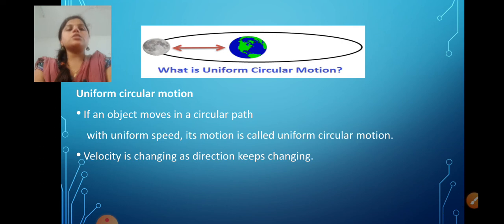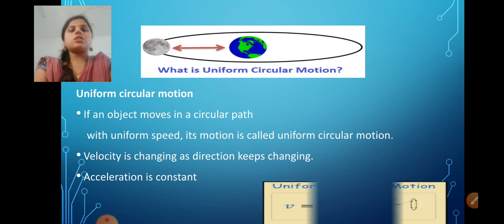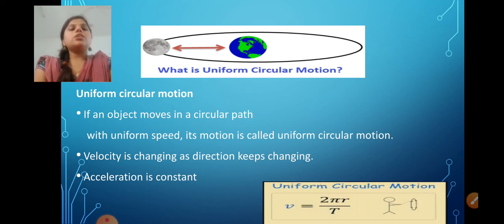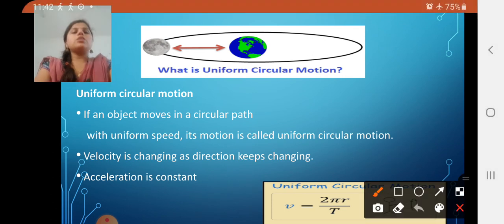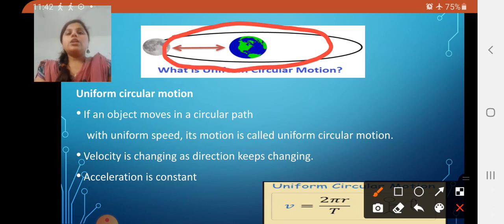So when is the velocity changing? When the direction is changing, and the acceleration remains constant. So that's why uniform circular motion is represented as v is equal to 2 pi r by t. Dear students, why is it 2 pi r? Because it is in the form of a circle. So what is the circumference of the circle? It is 2 pi r. So it is in terms of velocity and time, that's why v is equal to 2 pi r divided by t.